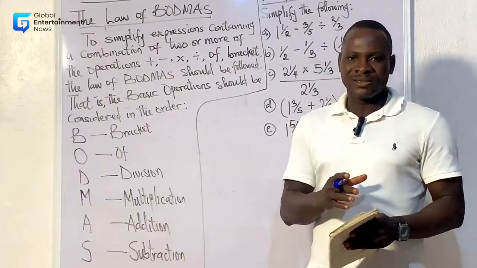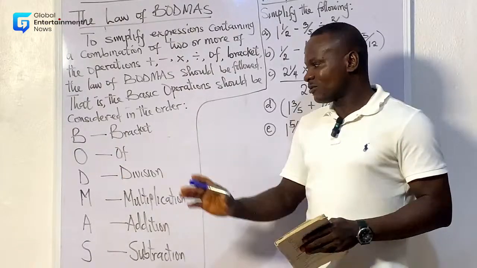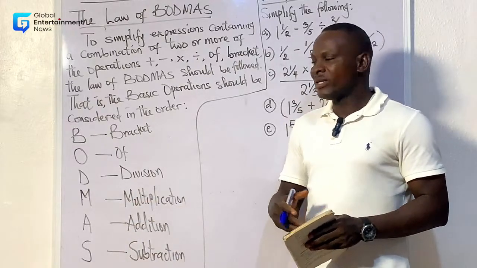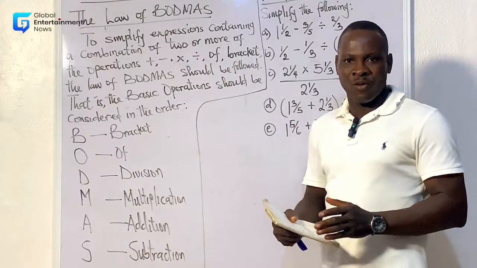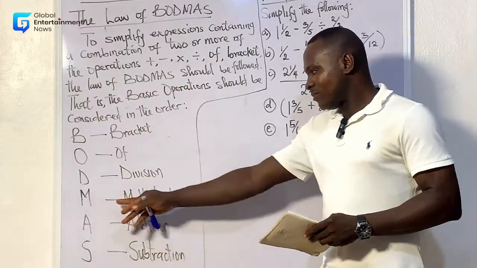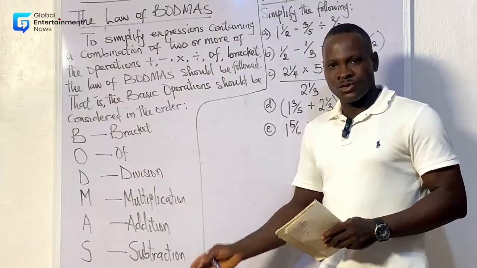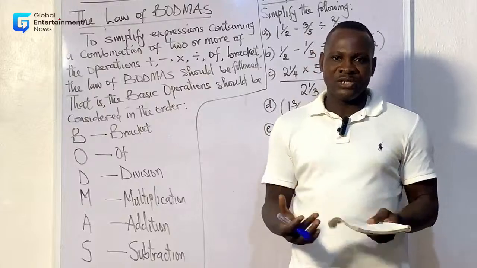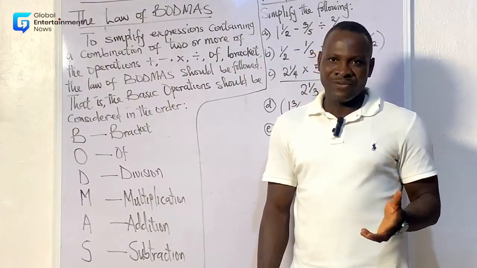Now, the word BODMAS has meaning. The B has meaning, the O has meaning, the D, the M, the A, and the S have meaning. What is the full meaning? B stands for bracket, O stands for of, D stands for division, M stands for multiplication, A stands for addition, and S stands for subtraction. So you are going to see that these are the basic operations we have in mathematics.